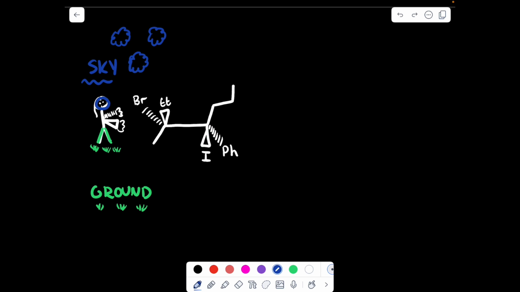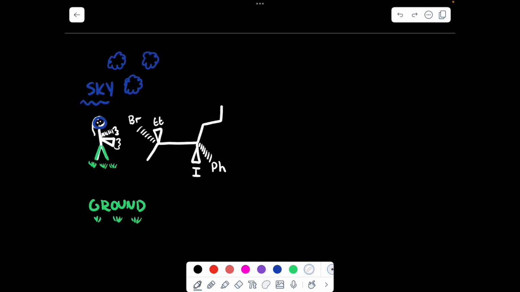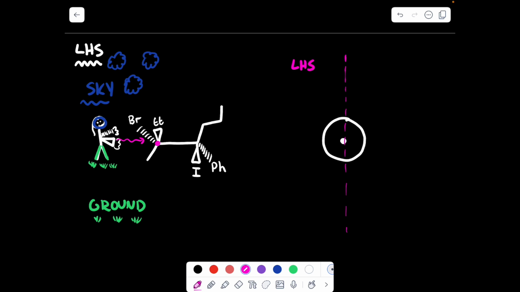So now if I decide to stand on the left-hand side, and I draw my Newman projection, I'm going to draw a circle with a dot in it. The dot in it is going to be this dot. Pretend that this is my friend and I'm going to give them a hug. On this structure, I'm going to draw a line that splits the circle in half. And then I'm going to say the left-hand side of the split and the right-hand side of the split. This is going to be the sky, and this is going to be the ground.